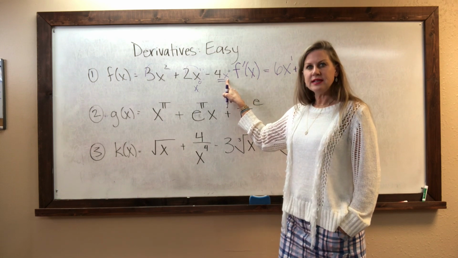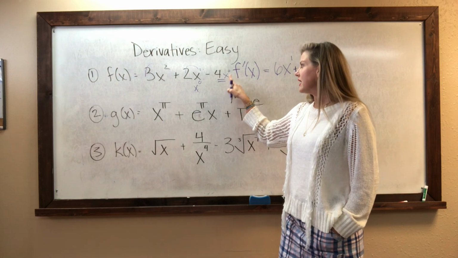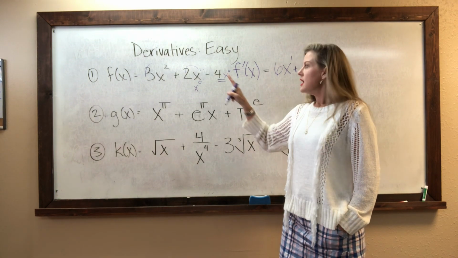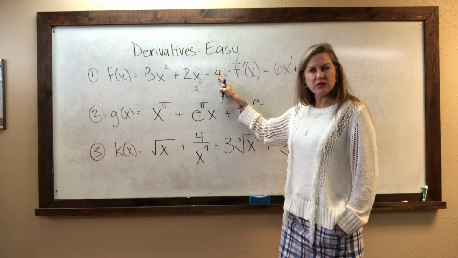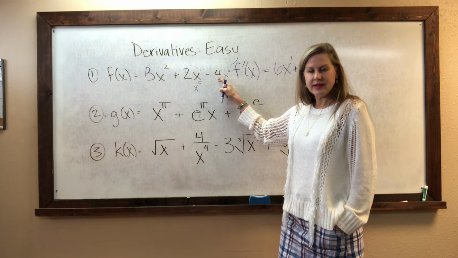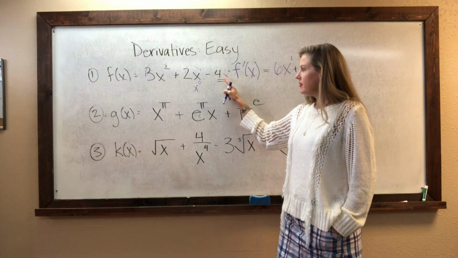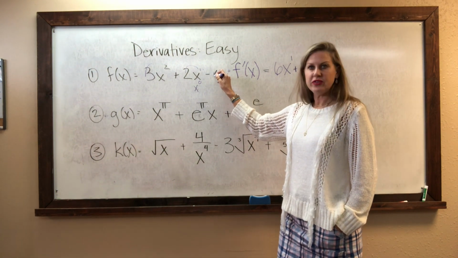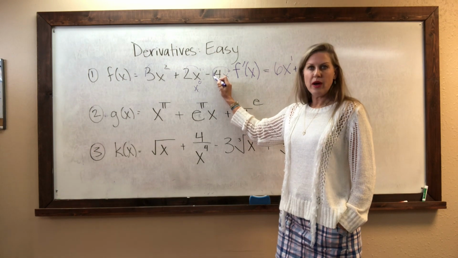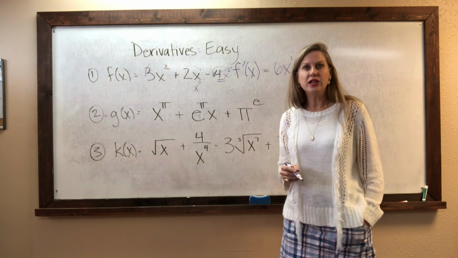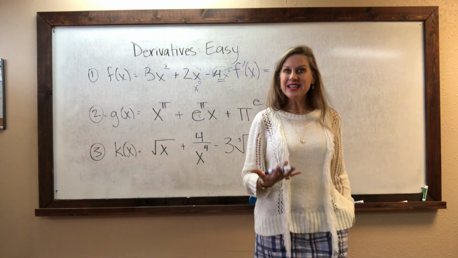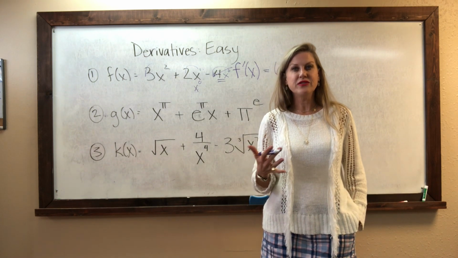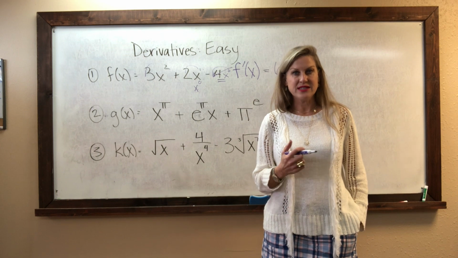I could pretend that there is an invisible x to the 0 right there because x to the 0 is 1. And if I pretend that I'm multiplying 4 by 1, it doesn't change the value of 4. If I pretend that there is an x to the 0 right there, and I do drop and flop, the 0 will drop down and kill the constant. So it's technically a drop and flop rule. But if you just want to remember that the derivative of a constant is 0, that's fine.